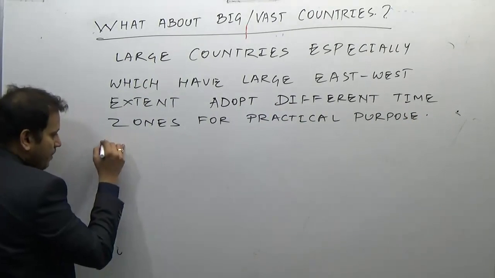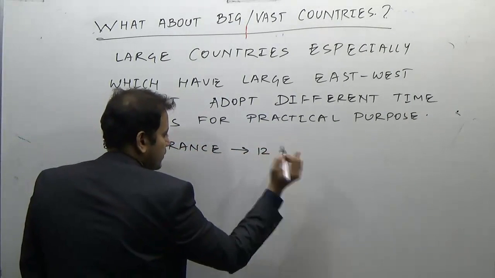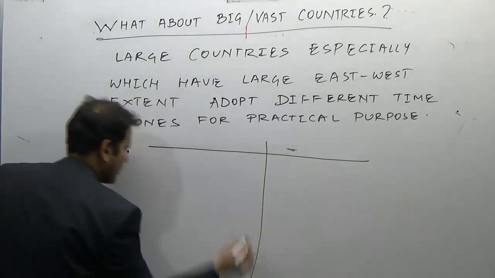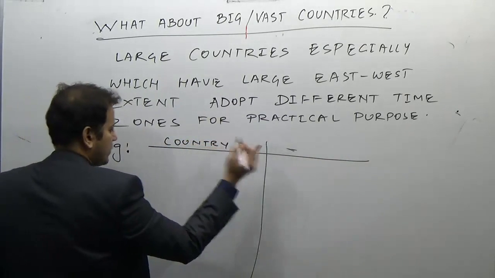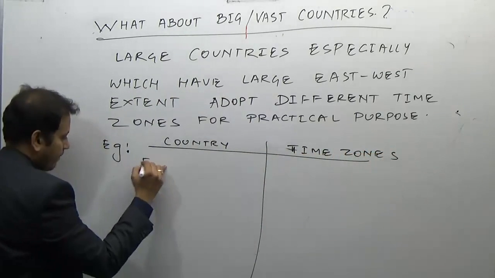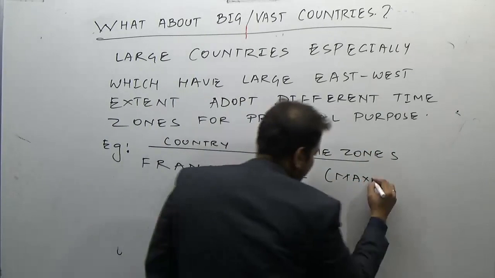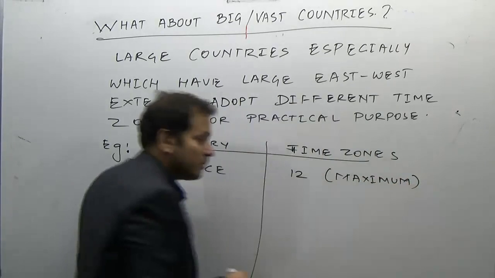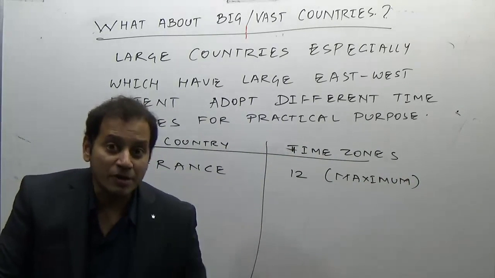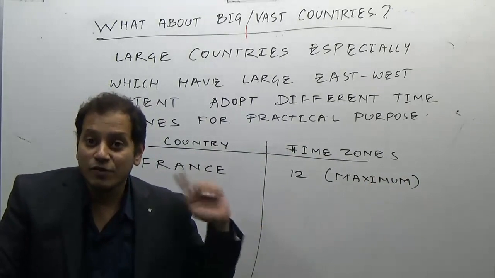An example is France, which has 12 time zones. The maximum number of time zones are in France. Now France is a very small country as compared to India, as I have told you. But you remember France has numerous territories. Some of them are located in the Indian Ocean. Some of them are in the Atlantic Ocean. And hence they have to follow different time zones.